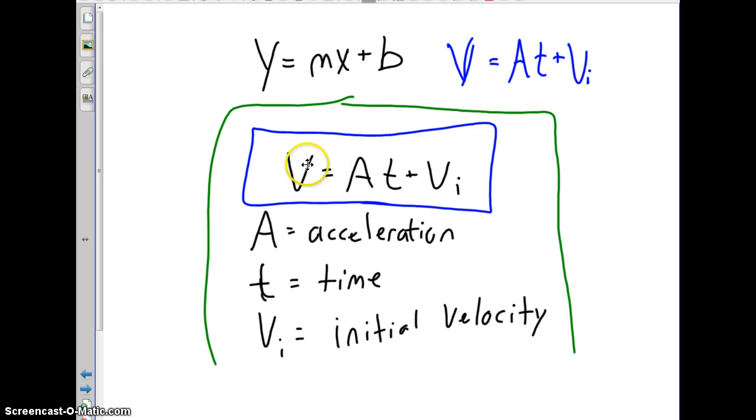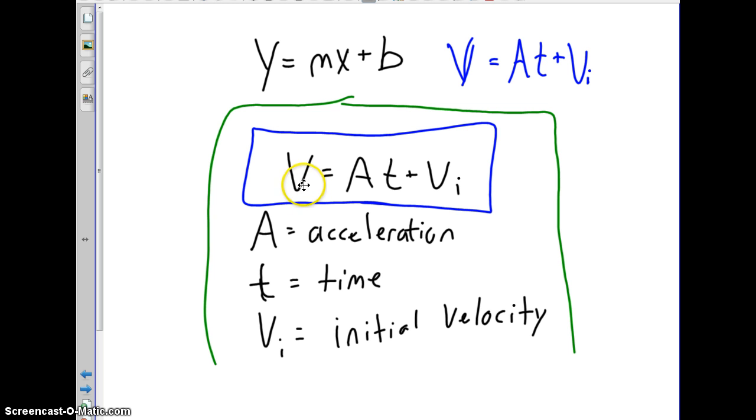Alright, so this equation tells us the velocity of an accelerating object. If you know the acceleration, you want to know how long it accelerates for, and you know the initial velocity, you can add all that together to figure out what the velocity will be at any given time. This is sort of like a function. Velocity is a function of time. So we can figure out what the velocity would be at any time using this.